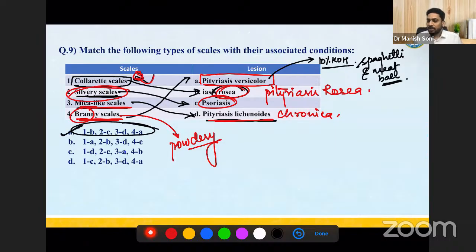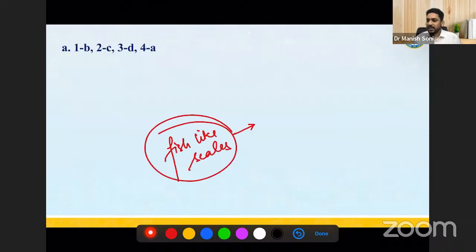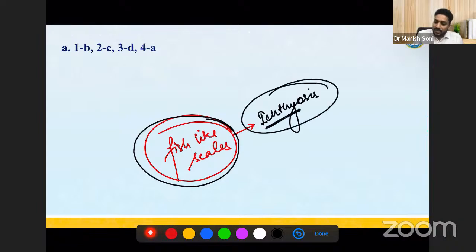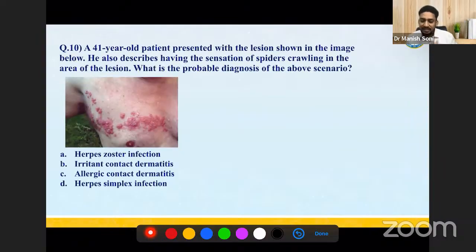Very good. And Dr. Sachin Rajput has answered this correctly, that fish-like scales are seen in ichthyosis. Ichthyo means fish, so very easy to remember. So fish-like scales are seen in ichthyosis. Very good. So Santosh Kumar has also answered this correctly. Status Gallery, Dr. Than, all of you have answered correctly.